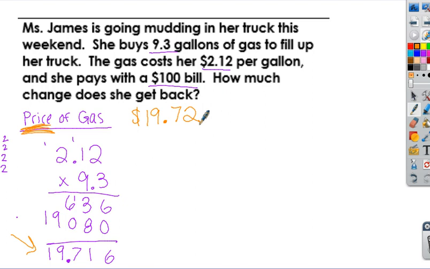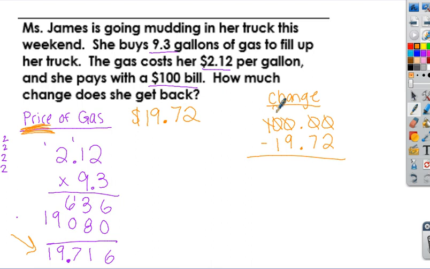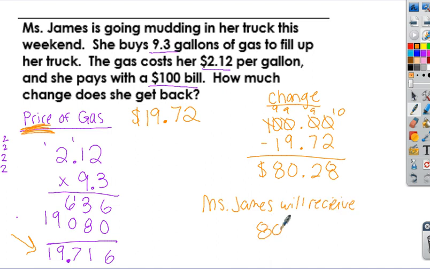Now, I have to figure out how much change she's going to get, because that's what the question was asking. She gave the clerk a $100 bill, and her gas only cost her $19.72. Remember, when you subtract or add, you need to line up the decimal, which is exactly what I did. So, my final answer would be that Miss James will receive $80.28 in change.